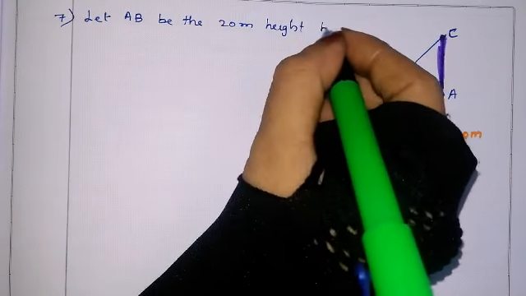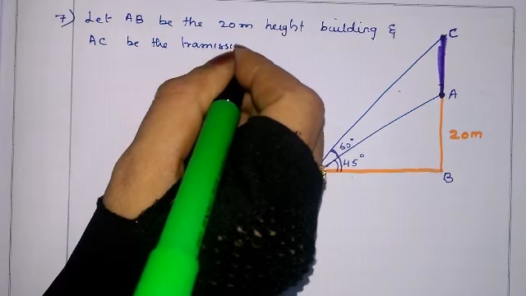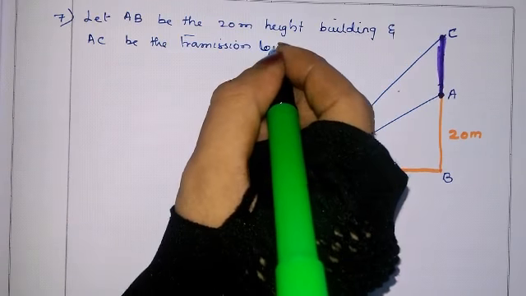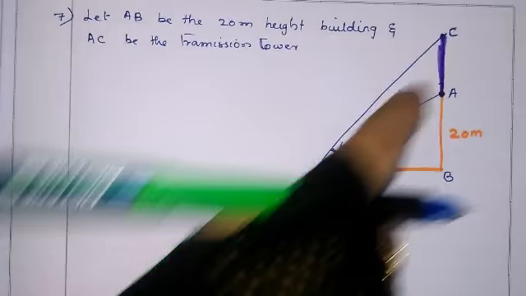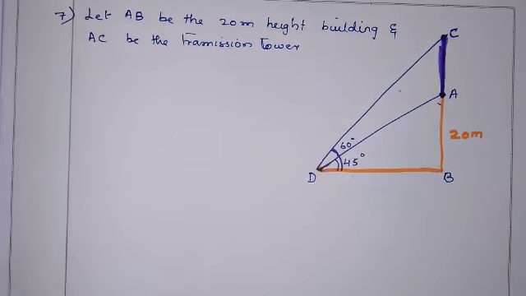And AC is the transmission tower. We have to find the height of the transmission tower only. Now, AC we need. But is ACD a right angle? Can you see this is a right angle? No, it is not a right angle. In trigonometry, we should focus only on right angles. Now, I will take the small right angle triangle first, then the big right angle triangle.